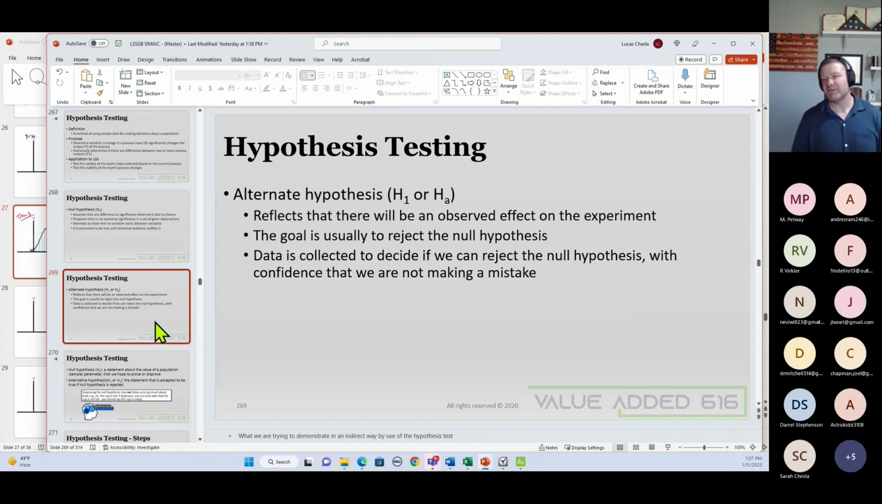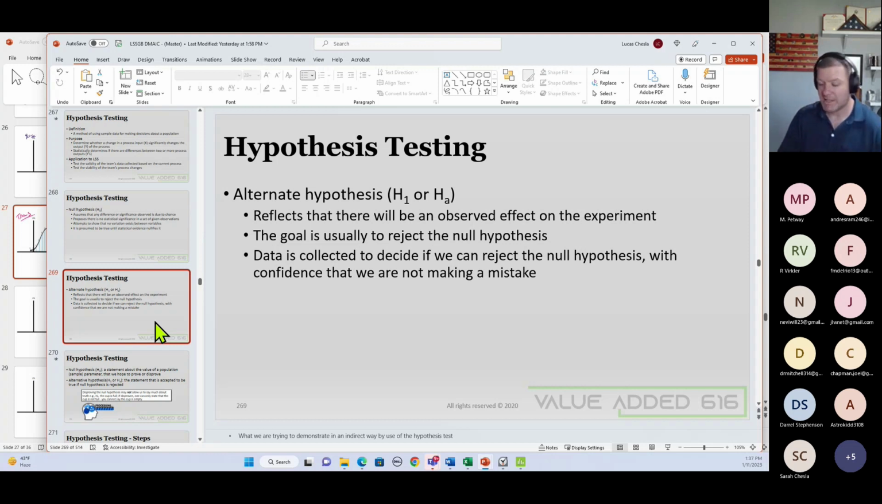Next is the alternate hypothesis. The alternate hypothesis says that there is an observed difference between the two. Usually the goal is to reject that null hypothesis, right? If we're running an experiment, we'd like to reject the null and say, hey, there's evidence here that the experiment worked, or there is some sort of observed difference. And then data is collected to see if we can reject the null.